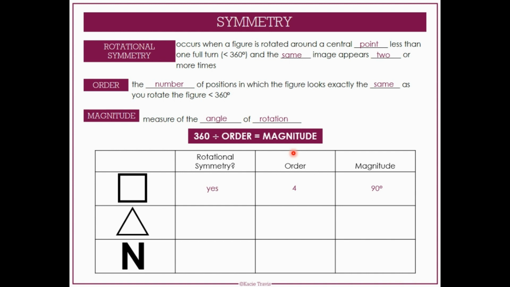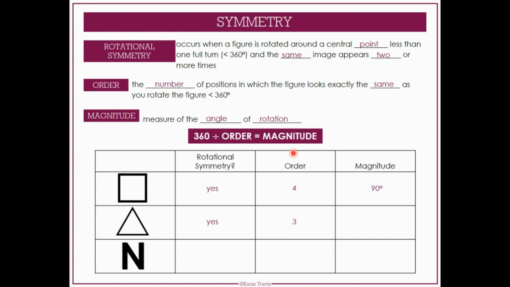Now, for the next one, we got a triangle. If we rotate this around, does this look the same? Let's check it again. Yes, it does. So this does have rotational symmetry. Now, what's the order of it? There's about three different ways you could turn a triangle. So the order is three.